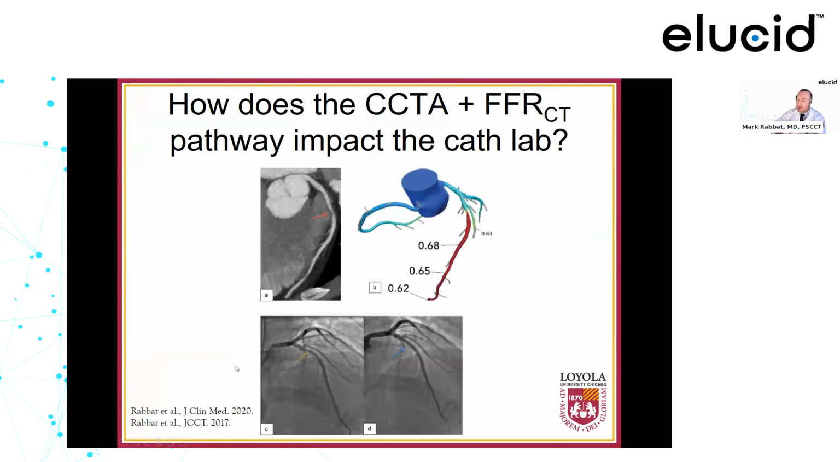So how does a CCTA first and FFRct when indicated pathway impact the cath lab? Here's just a case example of an intermediate lesion in the LAD in the upper left image with the red arrow. Based off of the CT alone, we weren't sure if this was flow limiting or not. This patient underwent FFRct, and you can see the large delta gradient across that lesion, rendering that specific lesion hemodynamically significant and would warrant revascularization.